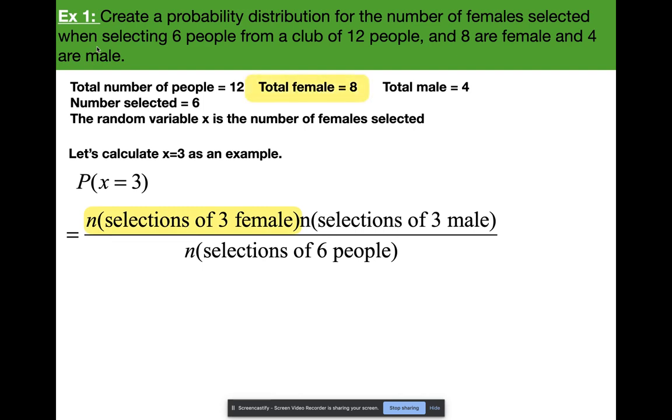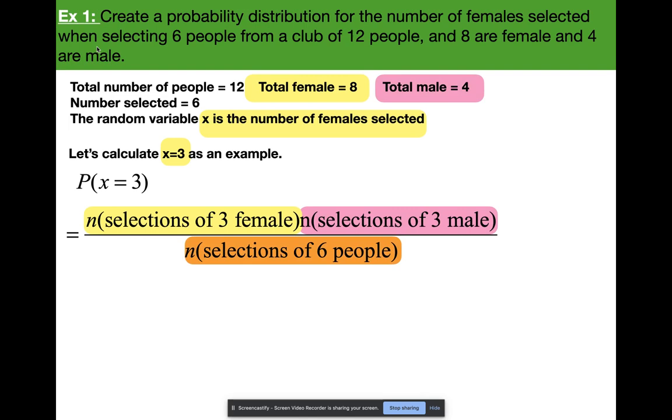So I'm highlighting everything that is about the females in yellow. Okay, so we've got total females 8. We've got x is the number of females selected, where in this case x equals 3. For the males, we're going to highlight everything in pink. So the total number of males was 4. And that's the only thing we actually had to highlight.